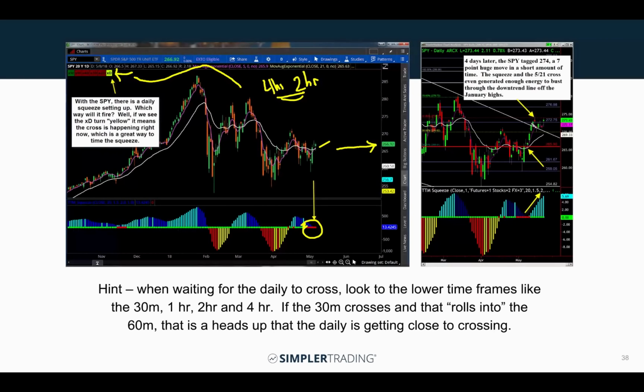A 7-point move in the spiders over 4 days is a huge move. That's 70 ES points if you're familiar with the futures. Those are the kind of moves that you want to be in for. Now, if you had waited for the squeeze to trigger long, guess what? It was already halfway done. That's what I'm talking about, getting into these things early and with confidence.